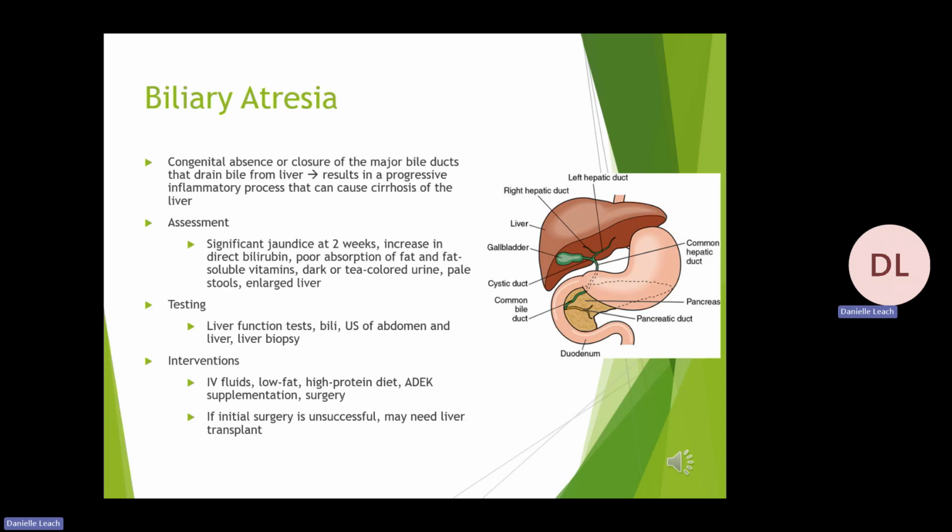So testing, we can do liver function tests, so they may have elevated liver function levels. Bilirubin, we can do an ultrasound of the abdomen and the liver biopsy. So interventions for biliary atresia, IV fluids, a low-fat, high-protein diet. Since they aren't absorbing fat-soluble vitamins very well, they may have the supplementation of those vitamins A, D, E, and K. And they may have surgery to basically correct whatever defect they have in their bile ducts. If the initial surgery is unsuccessful, over time, if the liver is damaged, they may need a liver transplant.